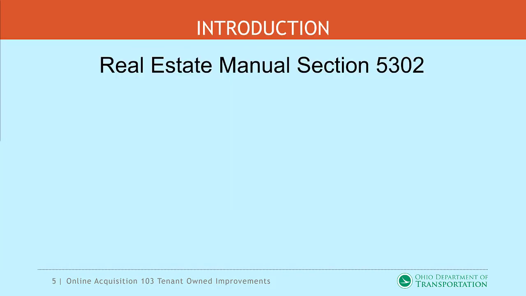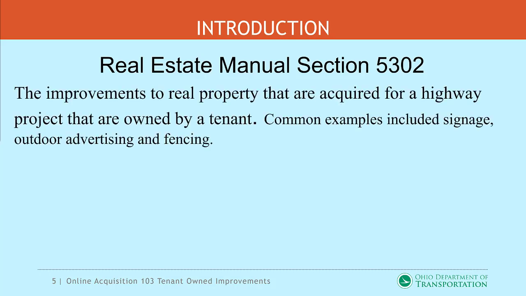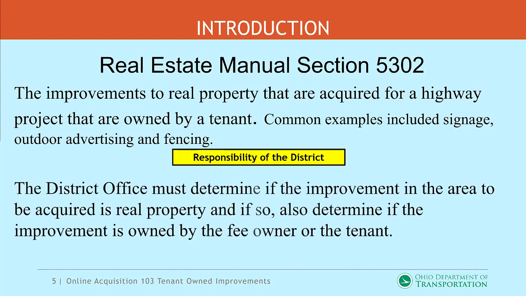This is coming out of our real estate manual section of the 5302. The improvement to real property that are acquired for a highway project that are owned by a tenant. Common examples include signage, outdoor advertising, fencing, and the responsibility of this is the district's. The district office must determine if the improvement in the area to be acquired is real property. If so, also determine if the improvement is owned by the fee or the tenant owner.